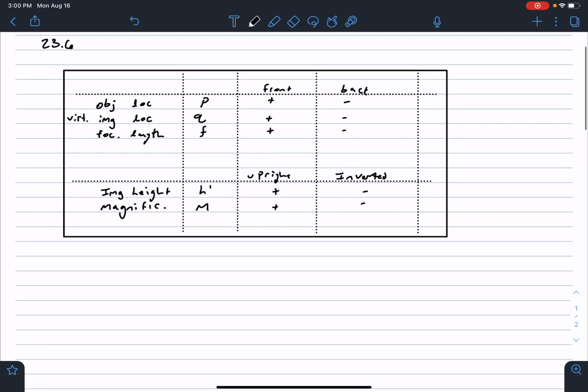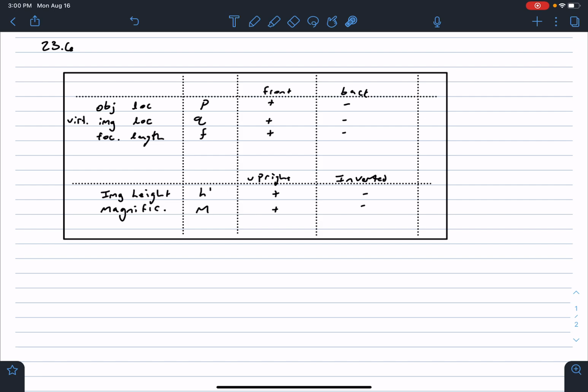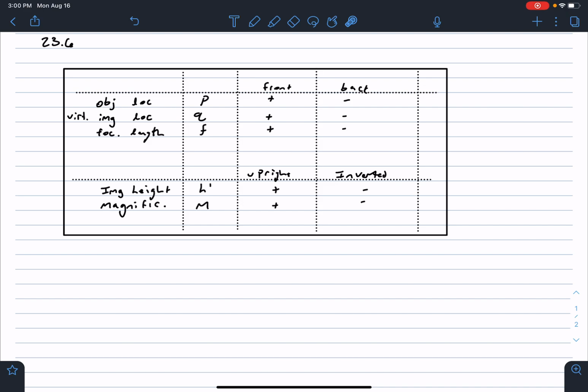Now we're moving on to problem number 6 from chapter 23. We're talking about mirrors and lenses, and we're told before this next series of problems that we are to use this table that we found in the book. I went ahead and just recreated it. It's a little hard to read maybe, but it's table 23.1 in the book. And so we just have to look at each problem and identify which quantity we're working with and whether it's in front of the mirror or behind the mirror.